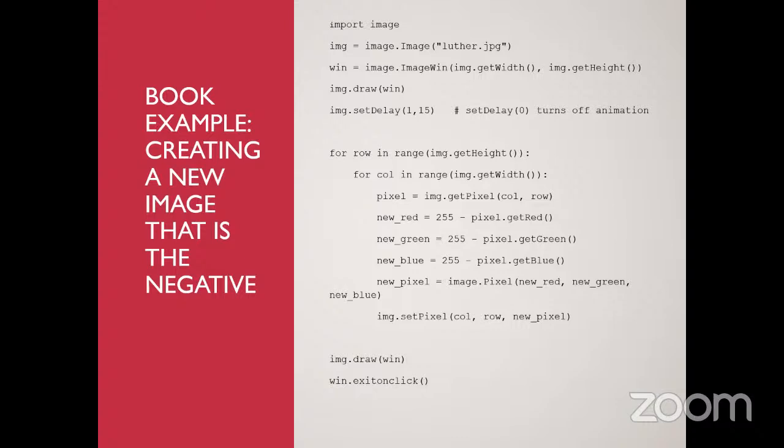Then we have our nested loops. We're going to do rows and columns. We're going to get the pixel out. And then we're going to create a new red value, a new green value, and a new blue value.